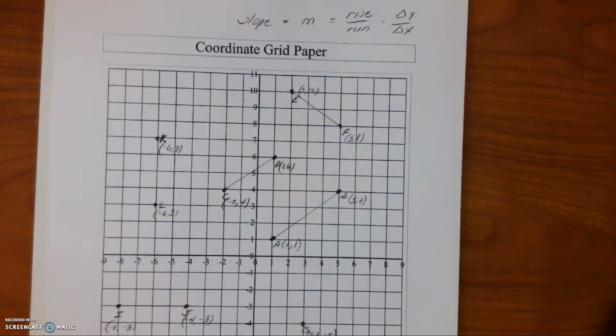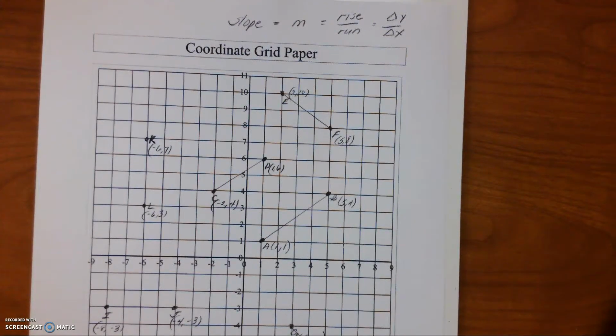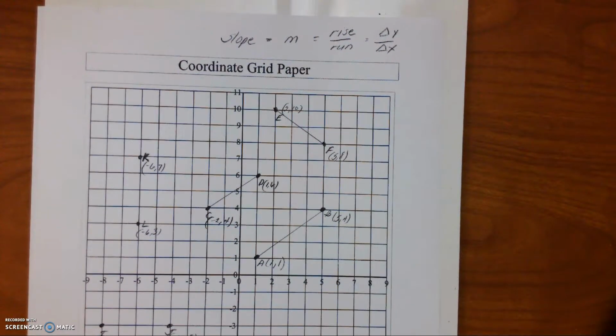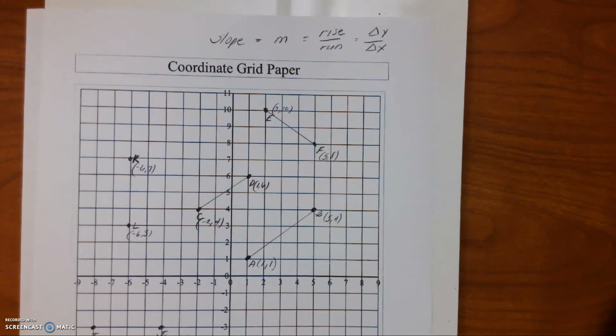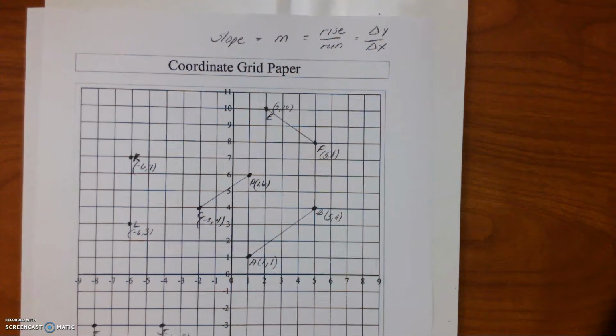Okay, we are going to figure out the slope when using coordinate grid paper or graphing paper. And remember, slope equals m equals rise over run, which is the change in y over the change in x.